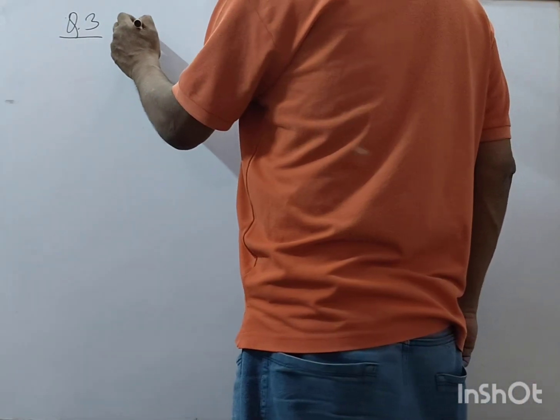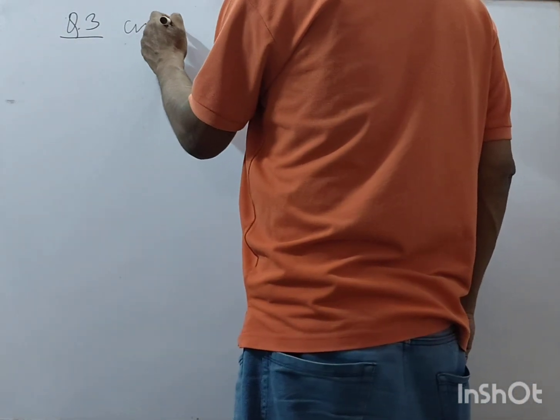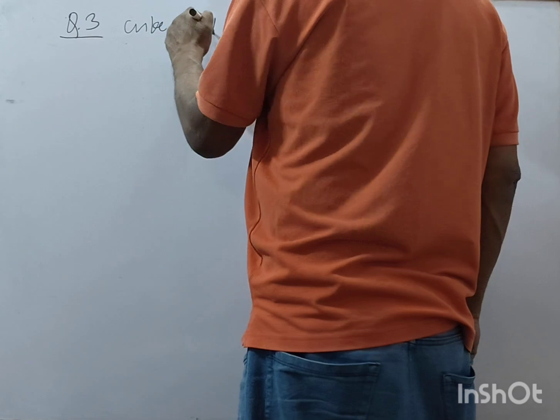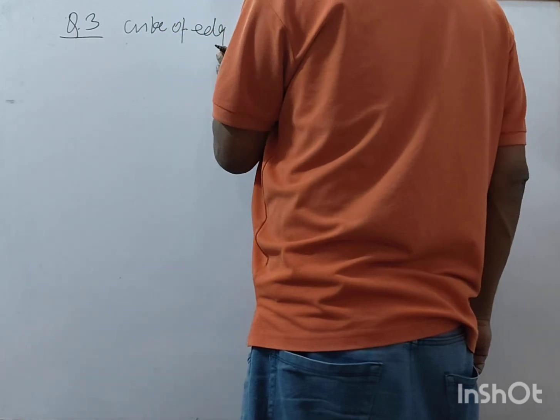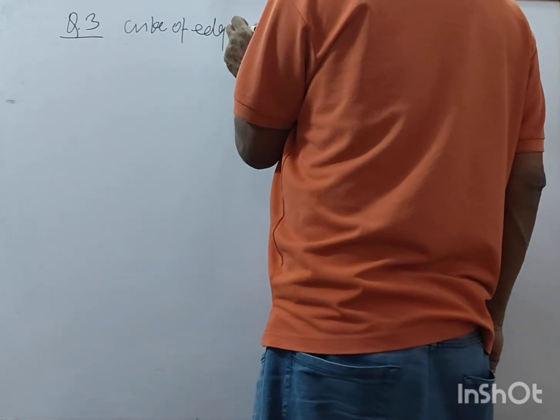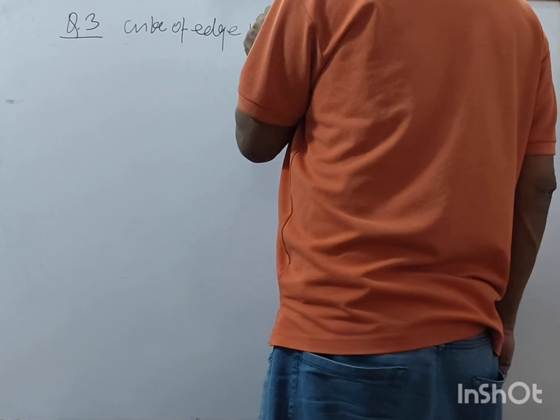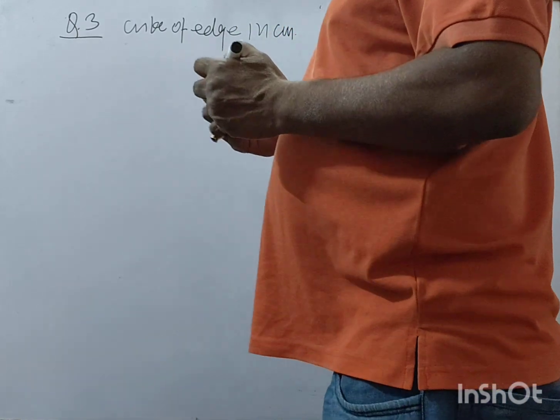Cube of edge, how much? 14 centimeter. 14 centimeter. There is a cube like this.